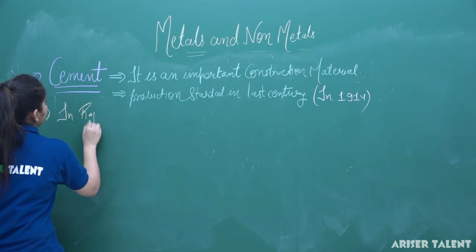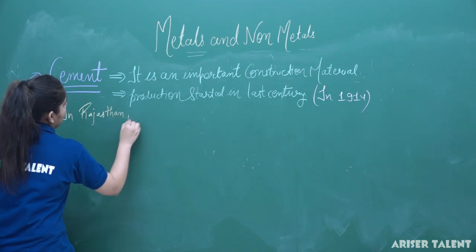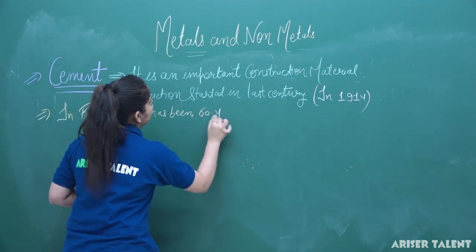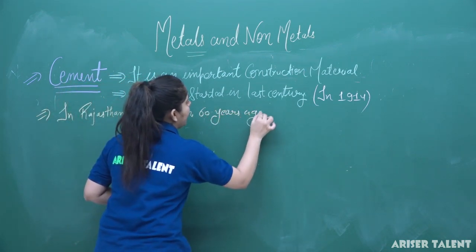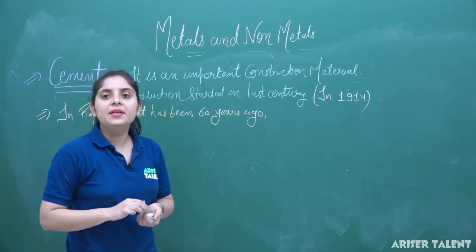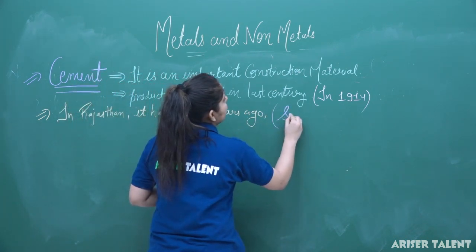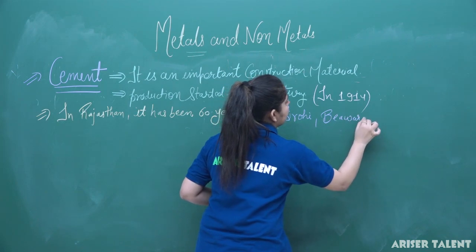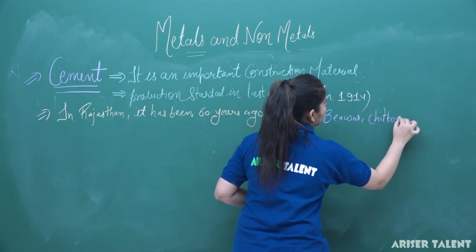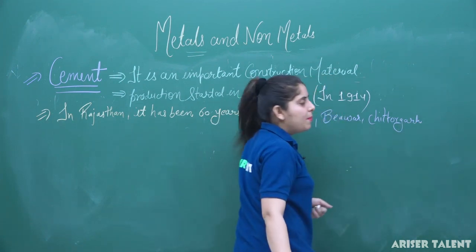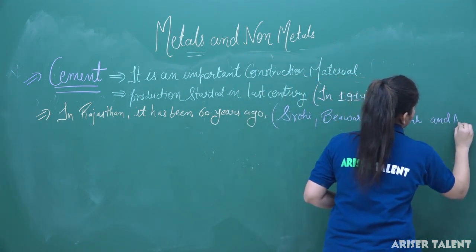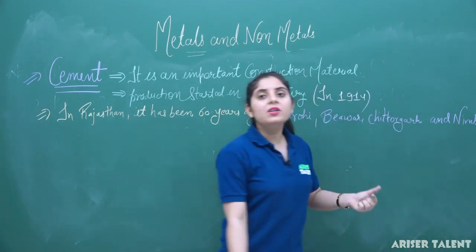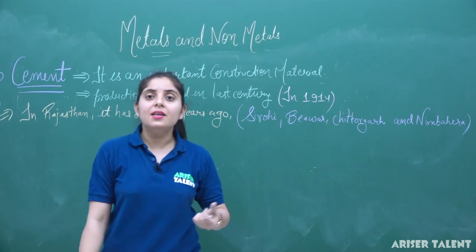In Rajasthan, it started 60 years ago, and its production is done in the districts of Sirohi, Byawar, Chittorgarh and Nimbahera. So these are some of the districts where the production of cement is done in Rajasthan.